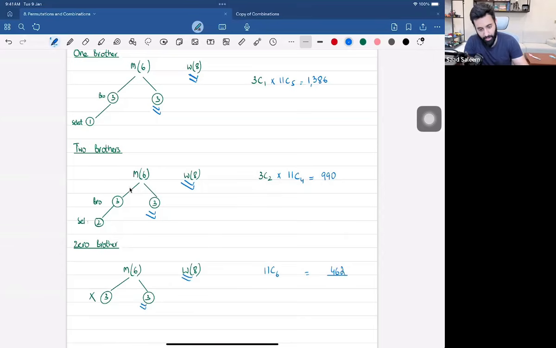Let's add them up. See what do we get? 462 plus 990 plus 1386. That's equal to 2838. Okay, so what's the lesson here? The lesson here is you got to make sure that you're reading the question very carefully and you don't miss out a possibility.